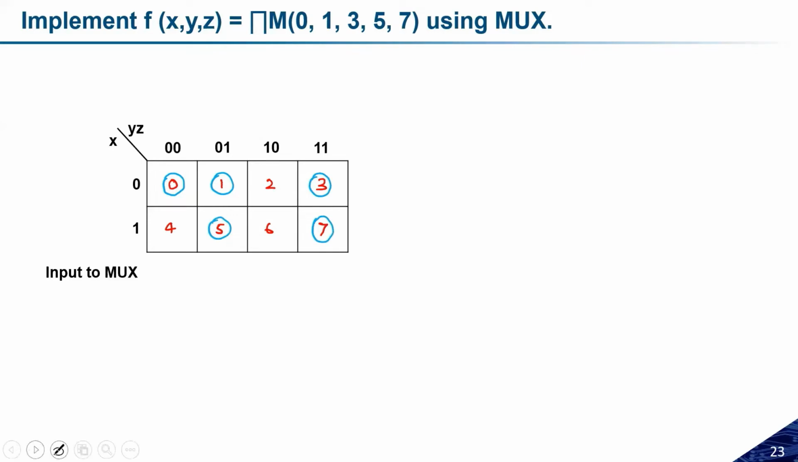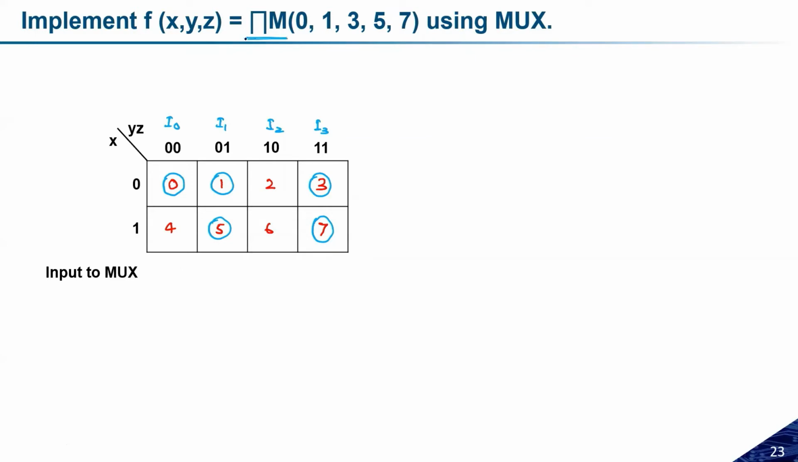Now if we need to talk about what will be the inputs of the multiplexer, I have considered I0, I1, I2, and I3. So what will be the inputs of the multiplexer? I0, I1, I2, I3. Can anyone comment on this? What will be the inputs? I0 will be X bar.